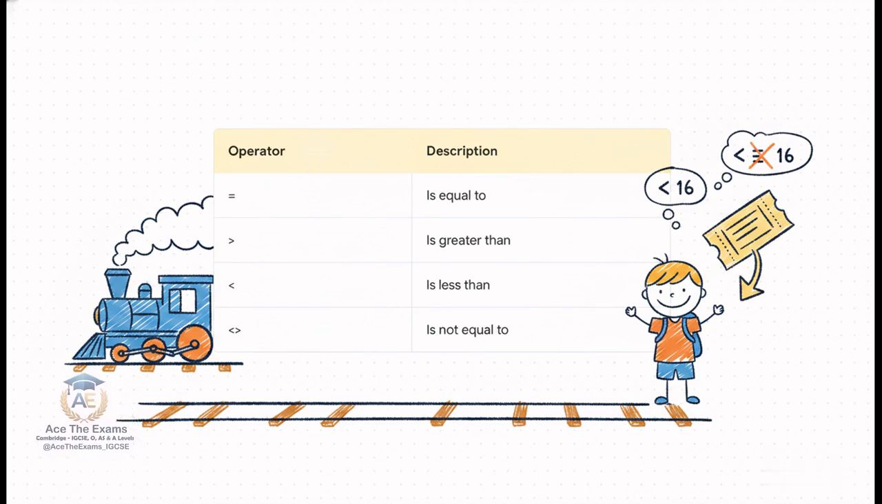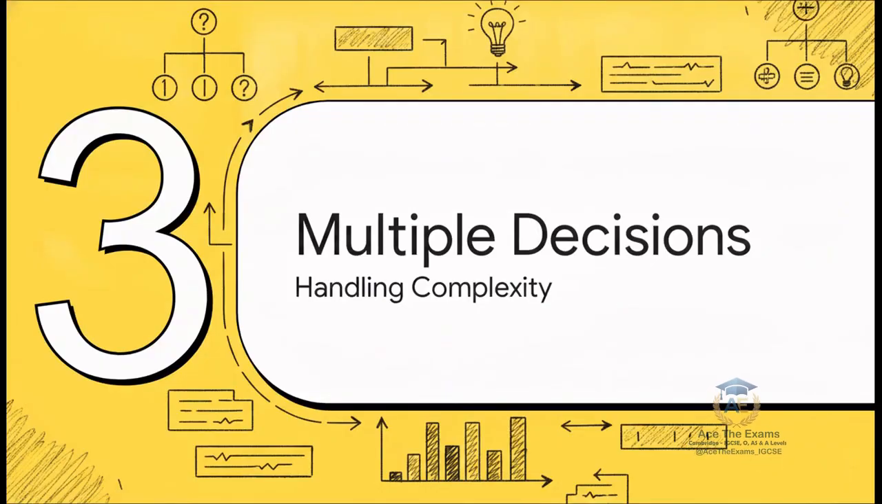Let's apply this to a real-world scenario, like calculating the cost of a train fare. If you want to give a discount to children, the system needs really precise criteria. We would use the less than operator. So if passenger age is less than 16, then apply discount. And using the correct operator is absolutely crucial here. If you accidentally use less than or equal to 16, an actual 16-year-old gets a child discount that they probably shouldn't be getting. Let's look at part 3, handling multiple decisions.